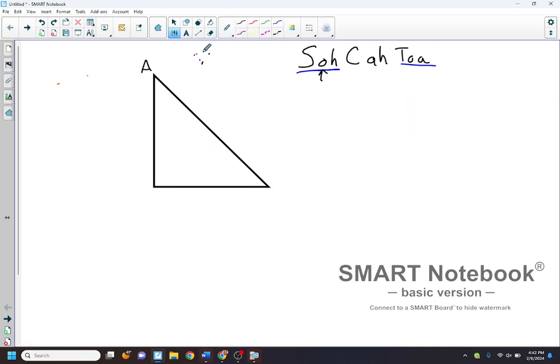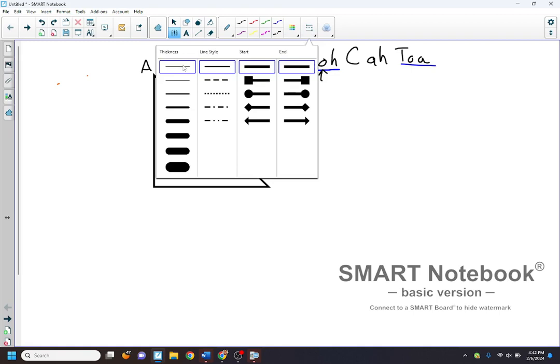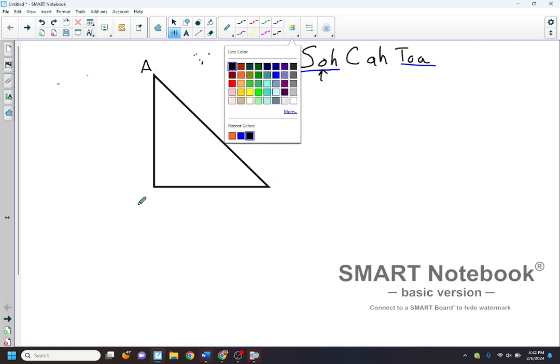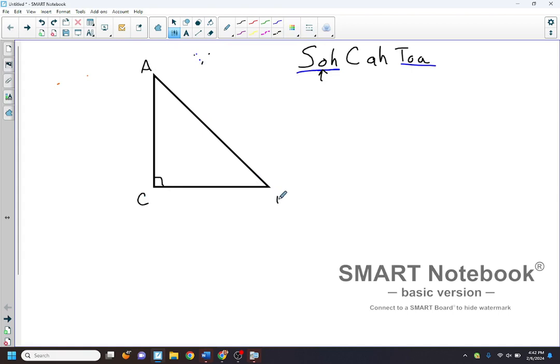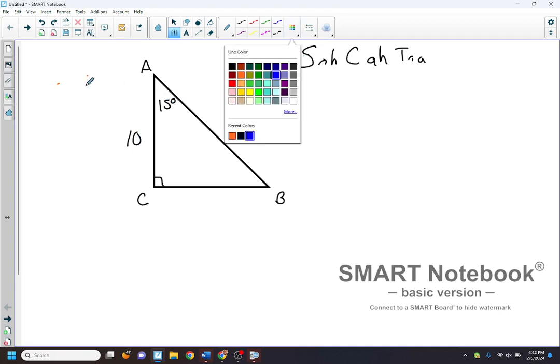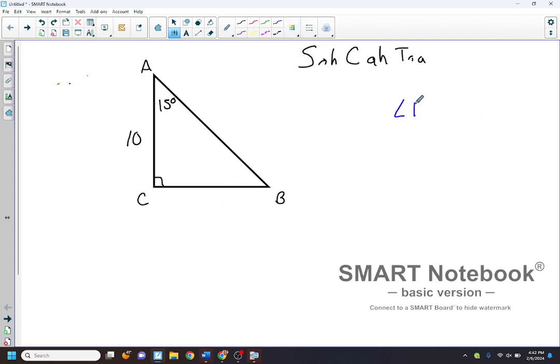The next thing you have to think about is sometimes I'm going to ask you to find all the things at once, okay? So in this scenario, let's say I give you this is 10, and then I give you this is 15 degrees. In this scenario, I'm going to need to find angle B, line BC, and line AB, I apologize. Line BC, line AB.